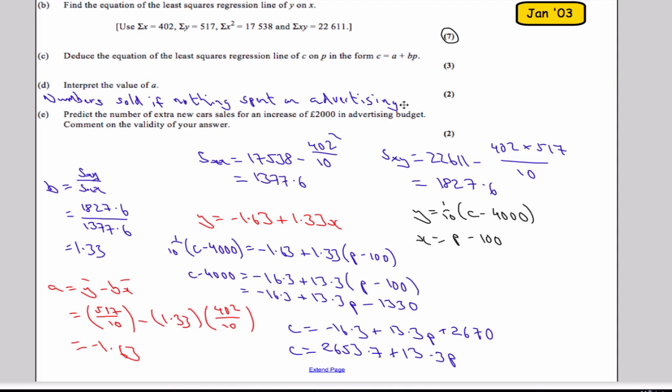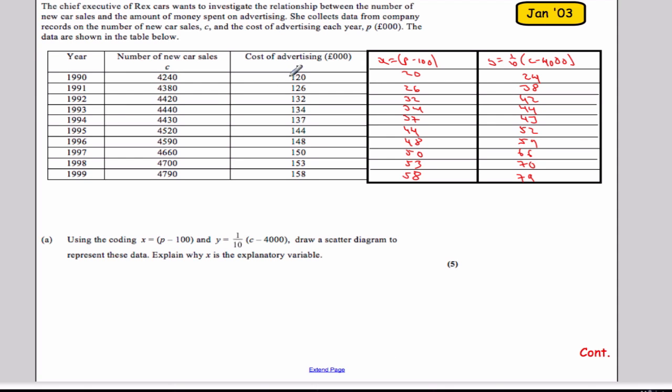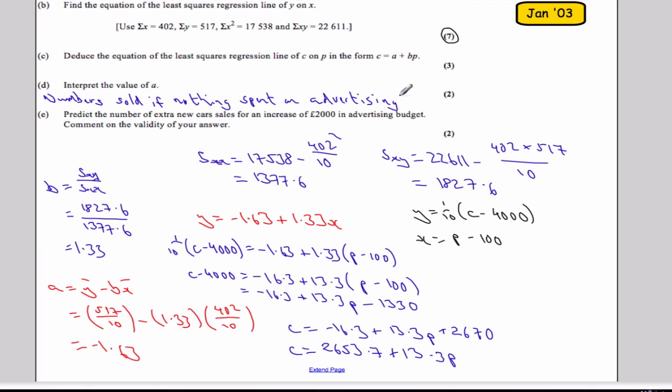And then I think it's also important that we recognize that if P was equal to 0, which is well outside the range, it's meaningless because it would be extrapolating then. If P was equal to 0, then it is meaningless.